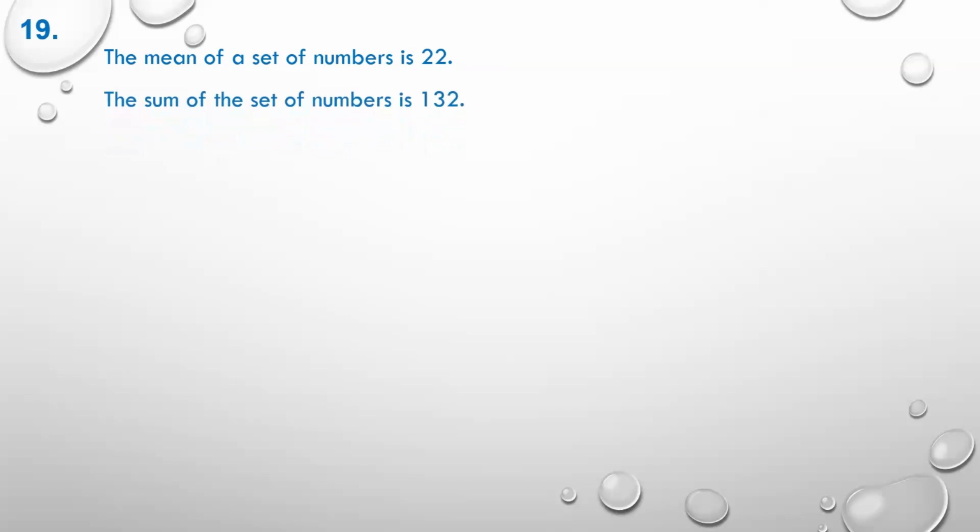In that question, they're telling us the mean of a set of numbers is 22. The mean, or the average. The sum of the set of numbers is 132. So we have numbers that are averaging 22. And when we put all of those numbers together, we get 132. How many numbers are there in this set? So there are so many different ways to work this. I, as usual, try to draw a diagram.